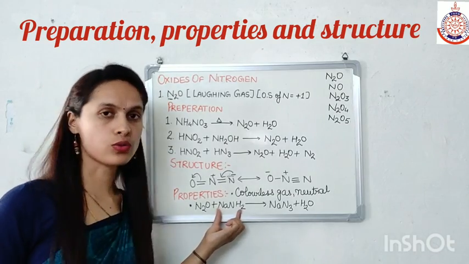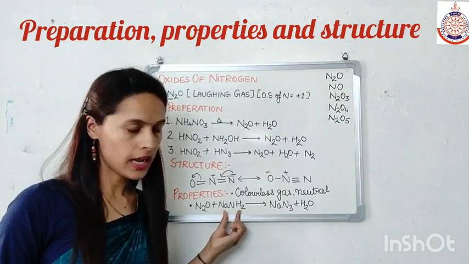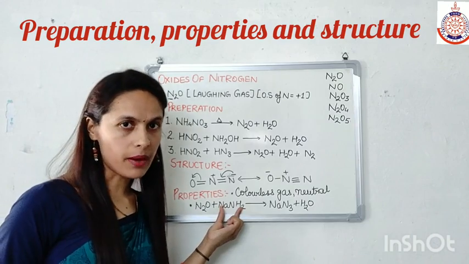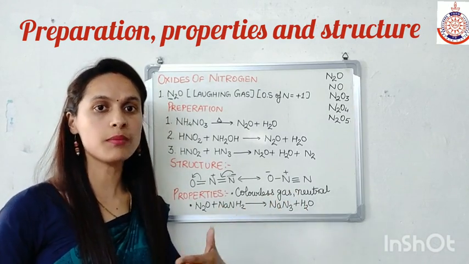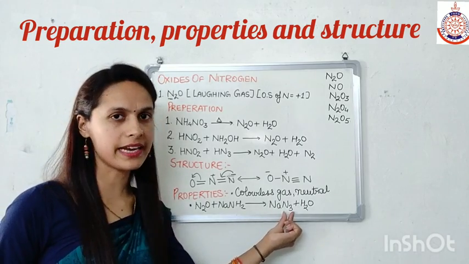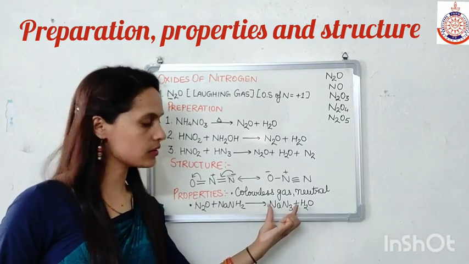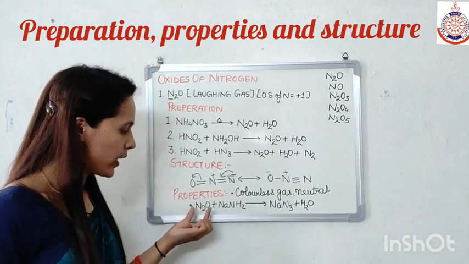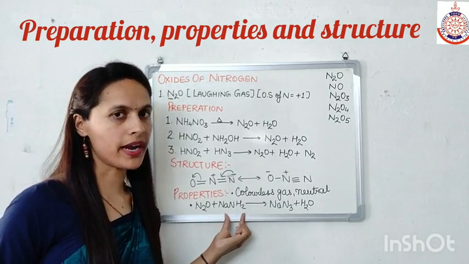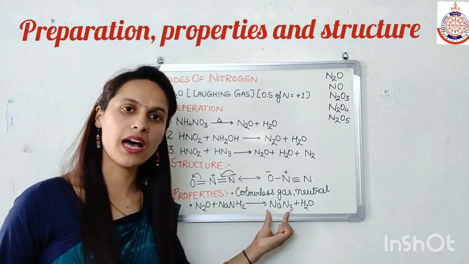This one is sodamide, means sodium amide, and this one is sodium azide, because this one is azide. So this is sodium azide, and this one is sodium amide. So when N2O reacts with sodium amide, then we get the sodium azide.